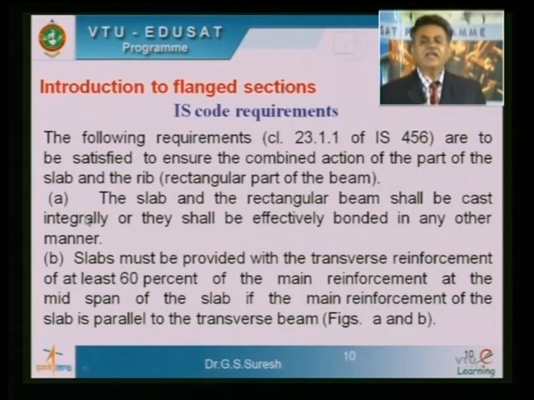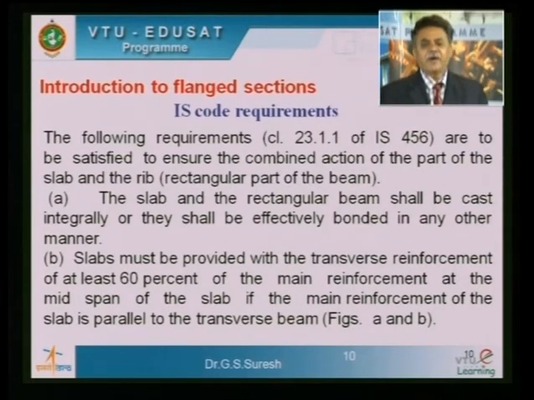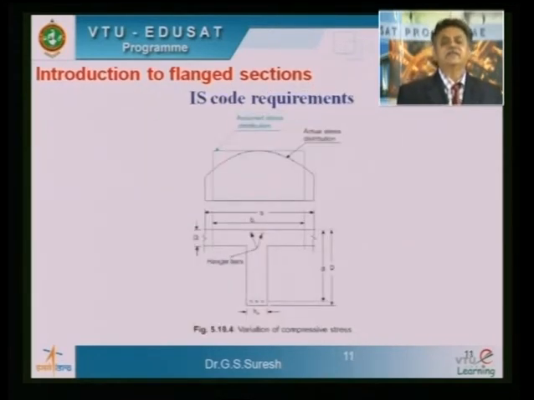The slab and the rectangular beam have to be cast together effectively so that they act as one unit. As I told earlier, we cannot consider a precast construction unless you have special provisions to have it as a T beam. As I told you already, some part of the transverse reinforcement should be there to act in the slab as a component of the flange.